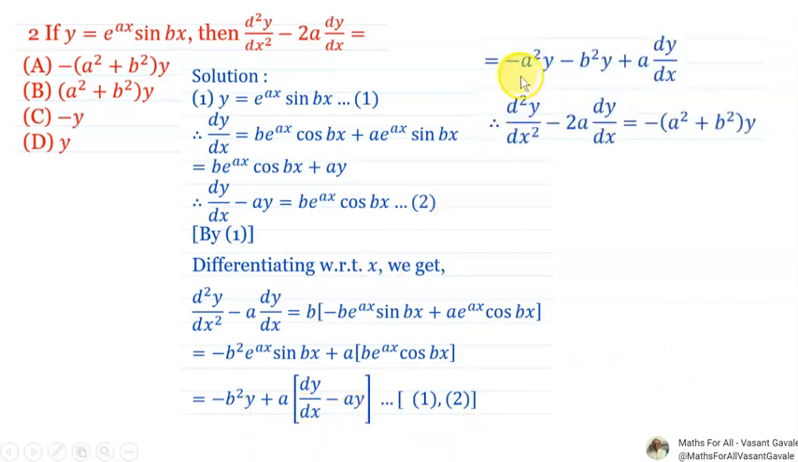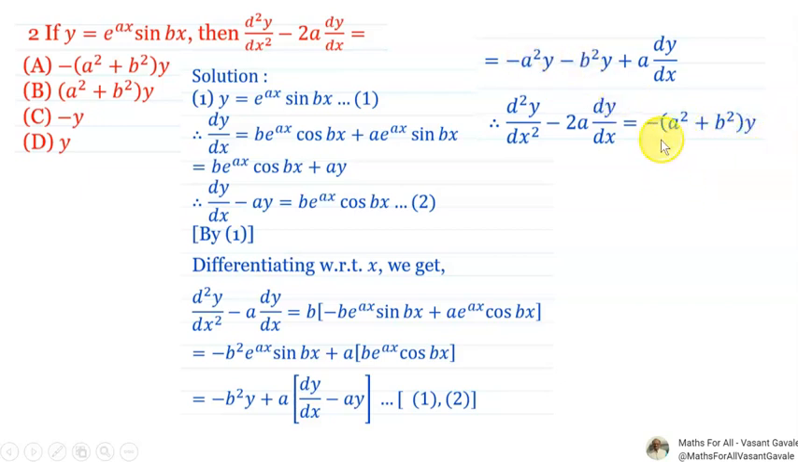Next simplification, minus a square y minus b square y plus a into dy by dx. Normal simplification, minus a square y, here you will get minus b square y, and the last is a into dy by dx, and hence d2y by dx square minus 2a into dy by dx is equals to minus in bracket a square plus b square into y.